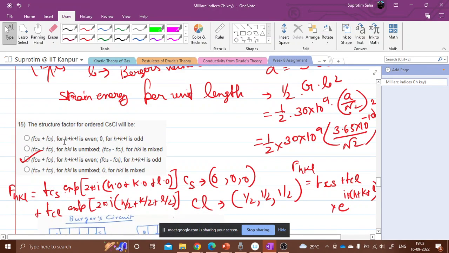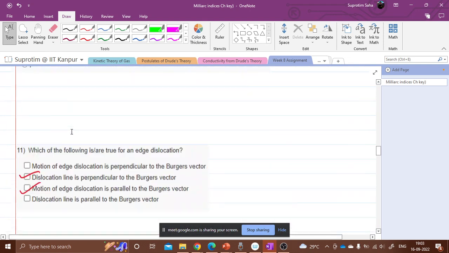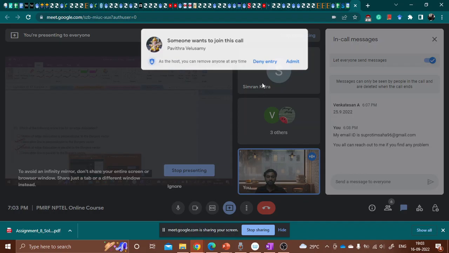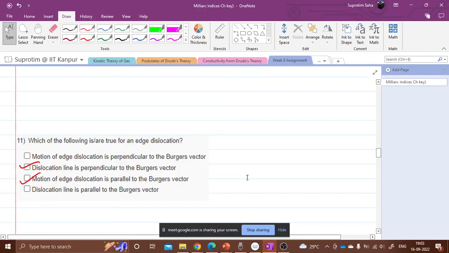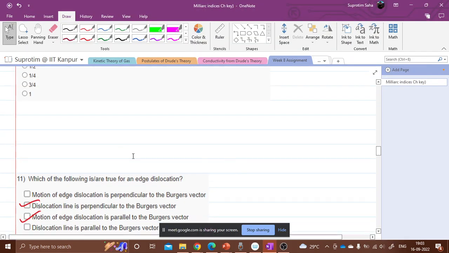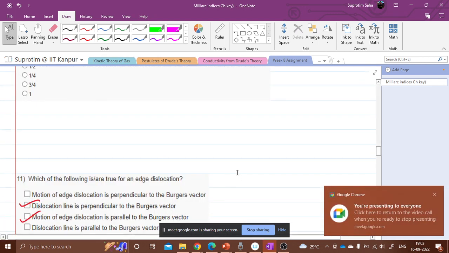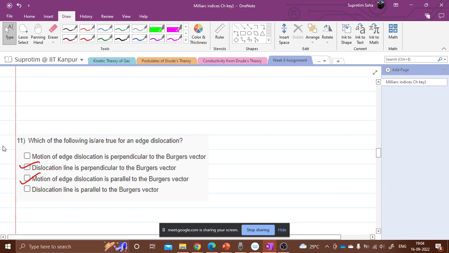So in that case, let us see. For the 11th question, the dislocation line is perpendicular to the Burgers vector. All right. I'll discuss it; there are some problems with it. Also, which of the following is or are true for an edge dislocation? That is done, and the motion of the edge dislocation is parallel to the Burgers vector.